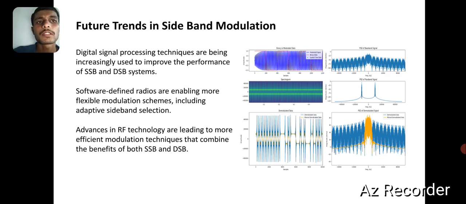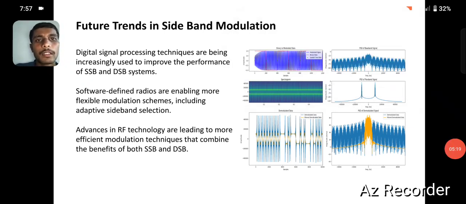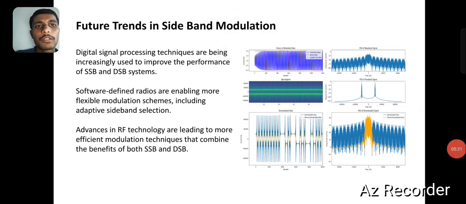Future trends of sideband modulation. Digital signal processing techniques are gaining increasing use to improve the performance of SSB and DSB systems. Software-defined radios are enabling more flexible modulation, and advances in RF technology are leading to more efficient modulation techniques that combine the benefits of both SSB and DSB.